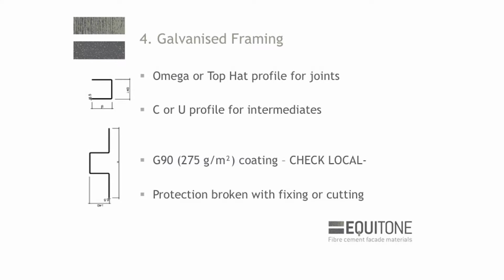Galvanized, usually top hats, Omegas, Zs. And generally, I think this is a common requirement, which is something like a 275 gram per meter squared galvanized coating on it.